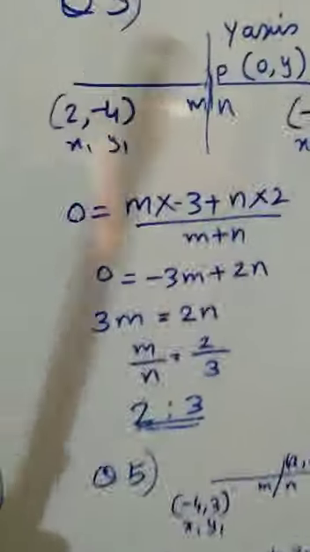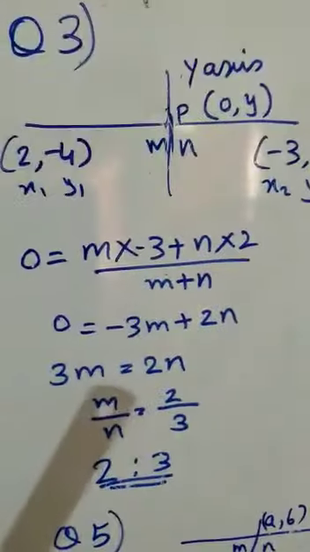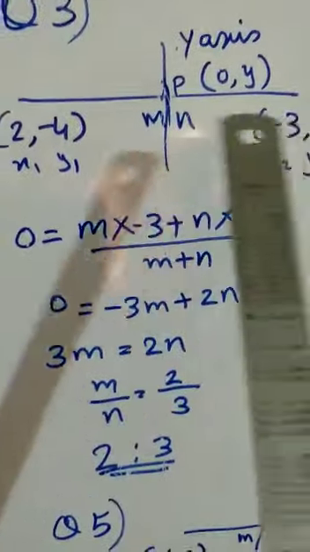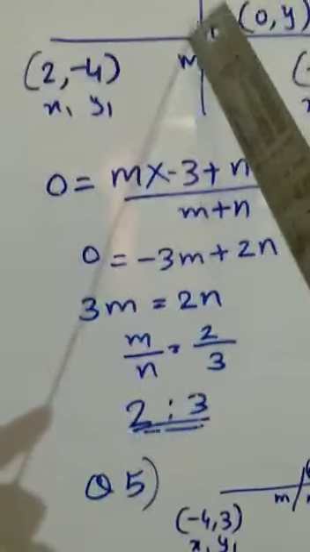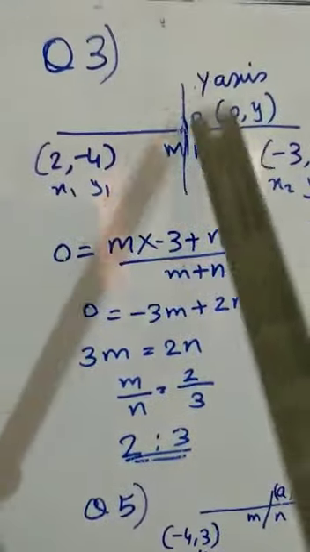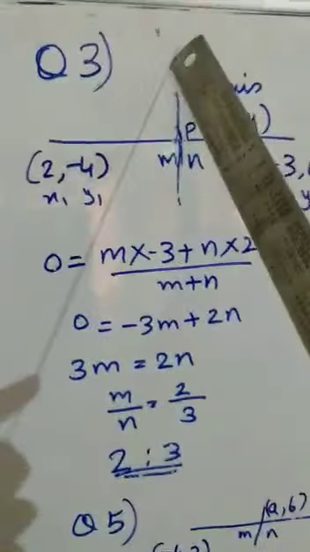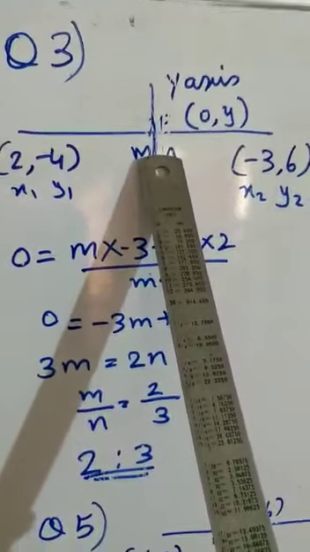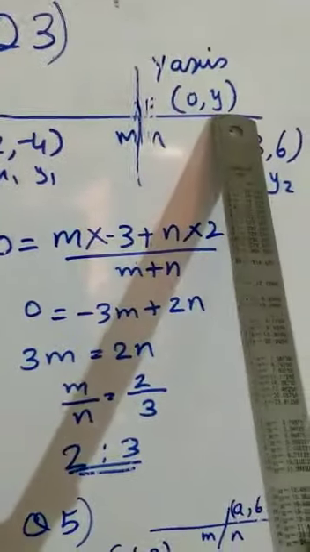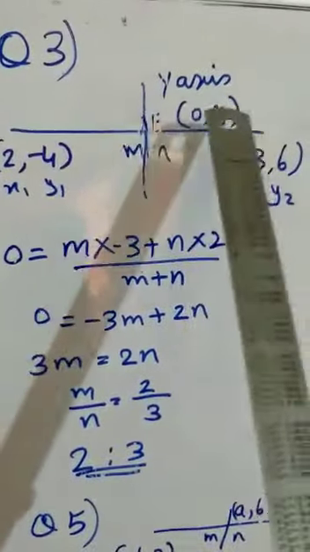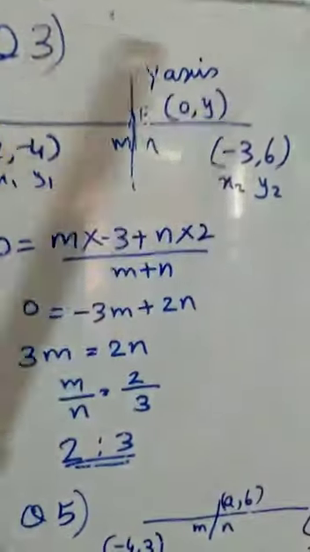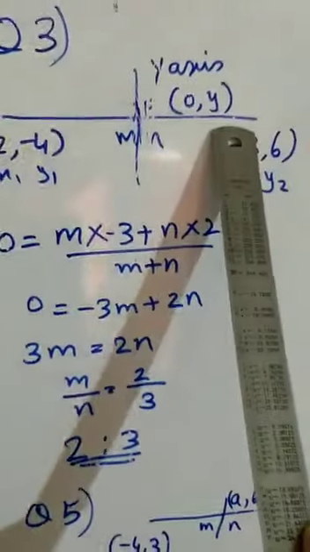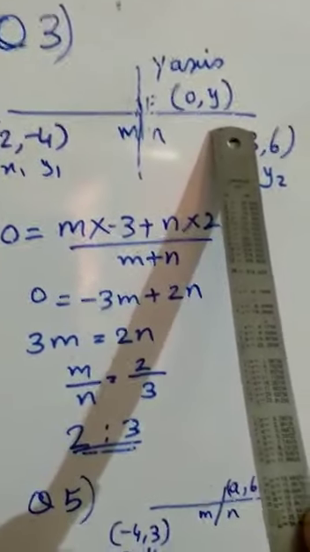Next let's go to question 3. Let me read question 3 for you. In what ratio is the line joining 2, minus 4 and minus 3, 6 divided by the y-axis? Now they want us to find the ratio, but the line dividing this line AB is the y-axis. For the y-axis we have already learned that x is 0, then there is y. Always in the y-axis, x is 0. In the x-axis, y is 0. We have already learnt this in class 9.